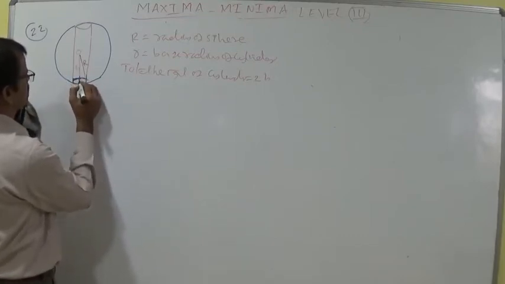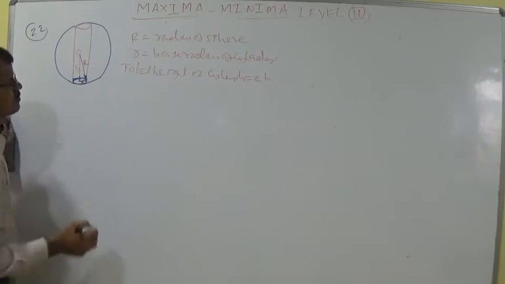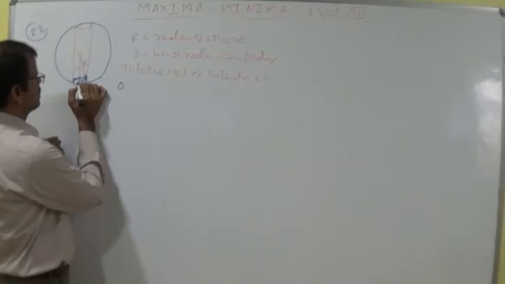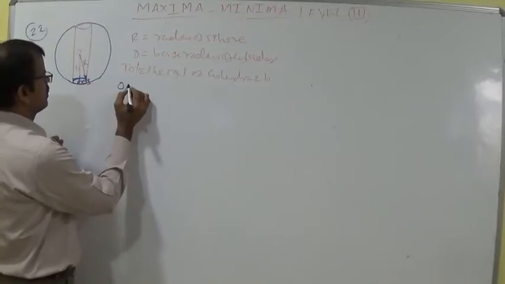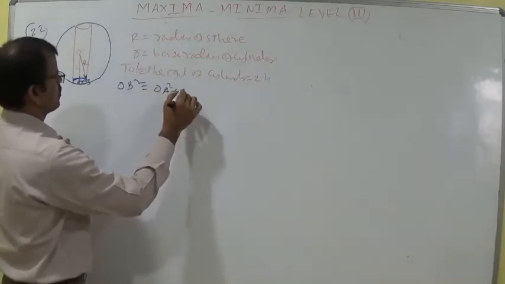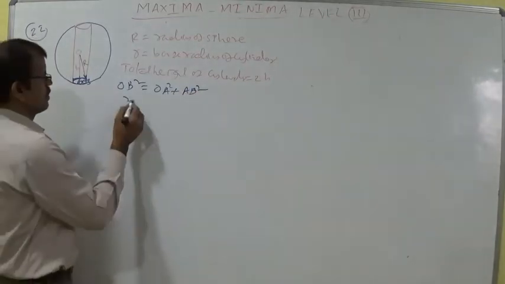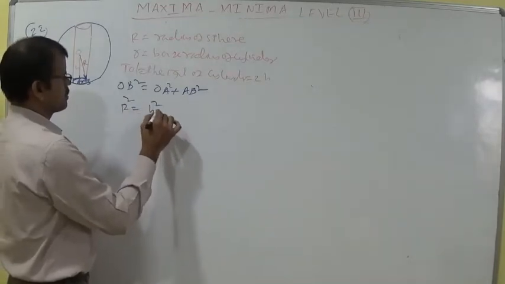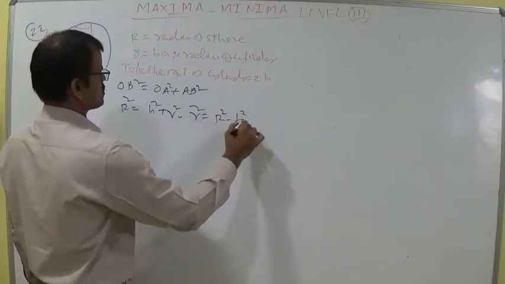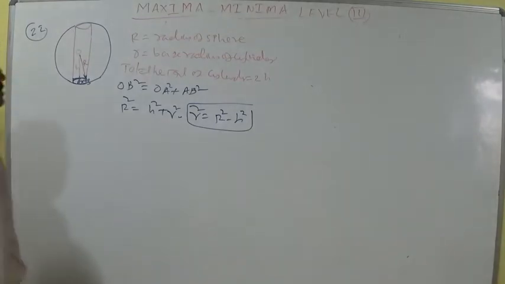This is the base radius, like this. So this is small r. Using the right angle triangle concept, let this be A and this be B. OB square is equal to OA square plus AB square. So you can write R square is equal to h square plus small r square. So small r square is equal to capital R square minus h square.